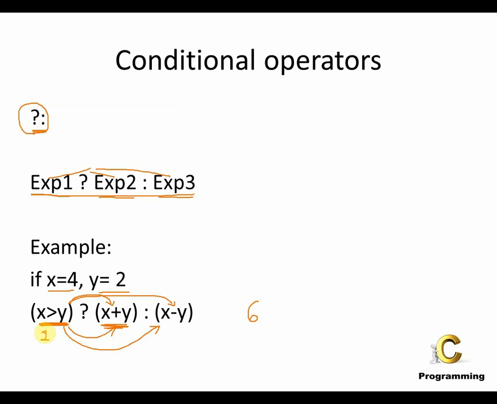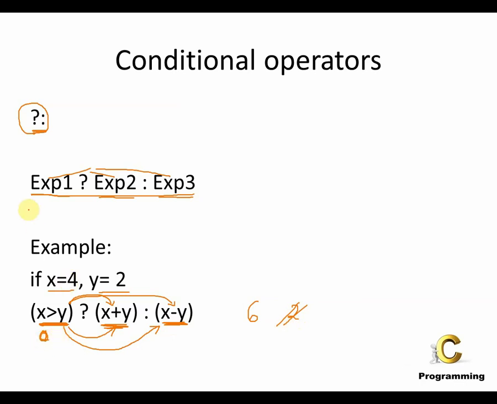What if the expression 1 was false? It would return a false to you. In that case, you would perform this part of evaluation. You would evaluate this part, which says x minus y. Whatever answer you would get, you would return it. So x minus y in our case is 4 minus 2, which is 2. So this would be the answer only if it was false.